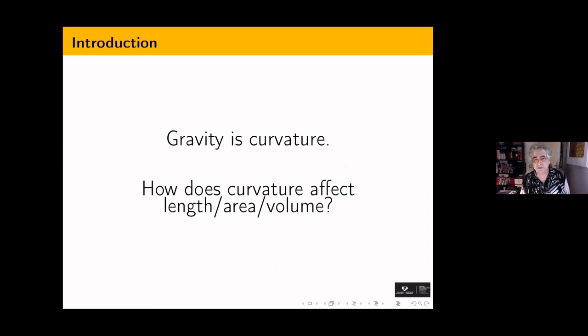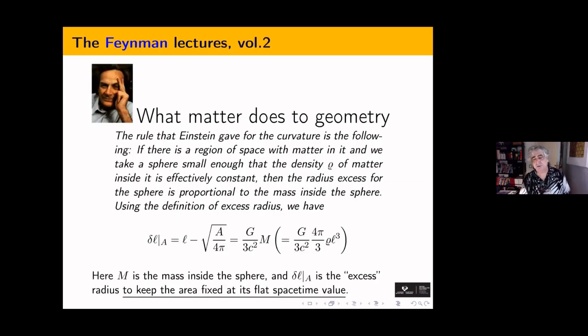We all know that GR, general relativity, tells us that the gravitational field is the geometry, is the curvature of the space-time. So a very basic question is, how does this curvature affect the basic geometrical quantities, that is length, area, volume, and is there any relation between those and the strength of gravity? Now, this was answered years ago in 1921 by Pauli in his book on relativity.